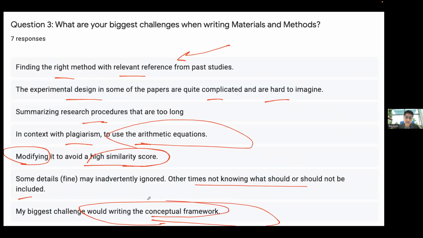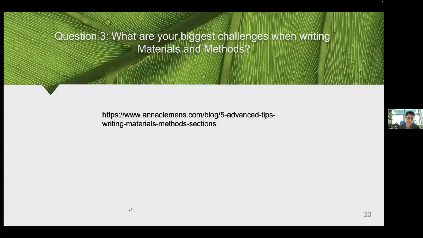And sometimes with conceptual frameworks these days, instead of just having boxes and arrows, you can also put interesting icons in there to make it more interesting. But it's not necessary to have a conceptual framework all the time, all right? So not every manuscript needs one, so don't worry about it.